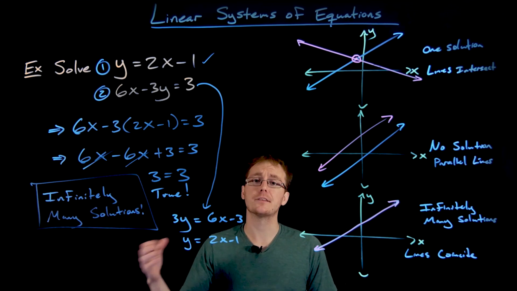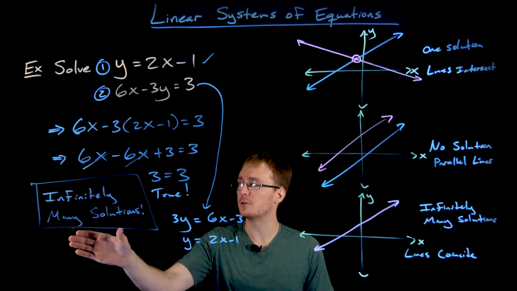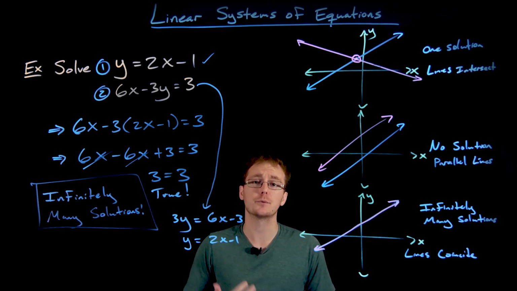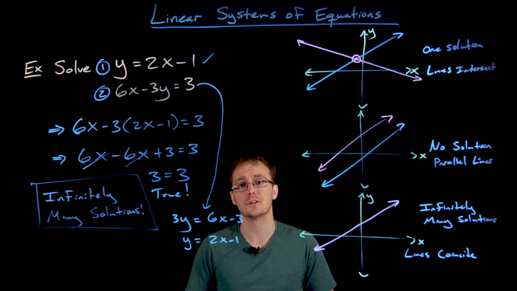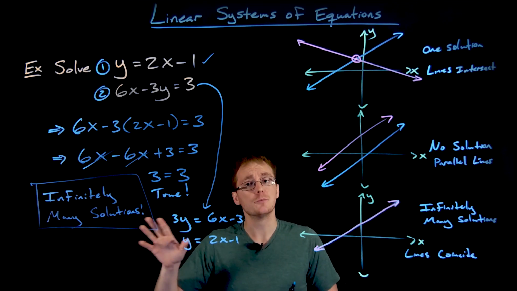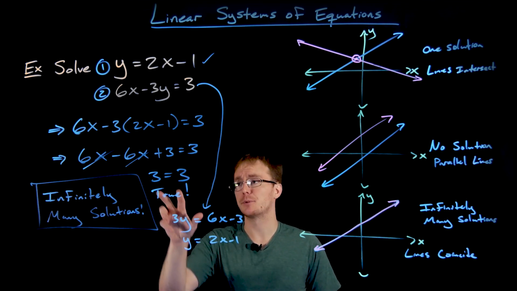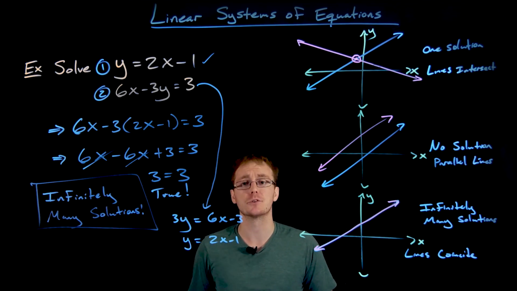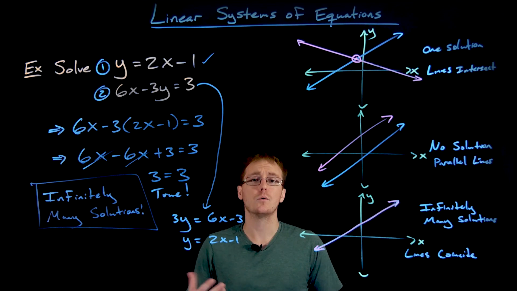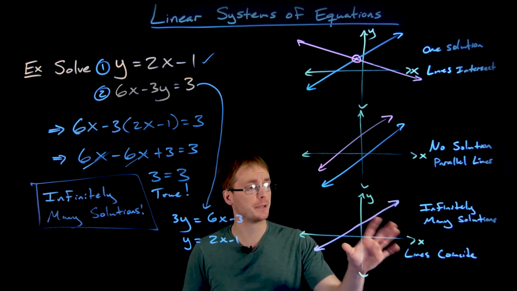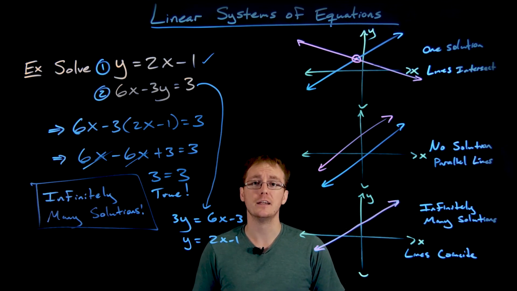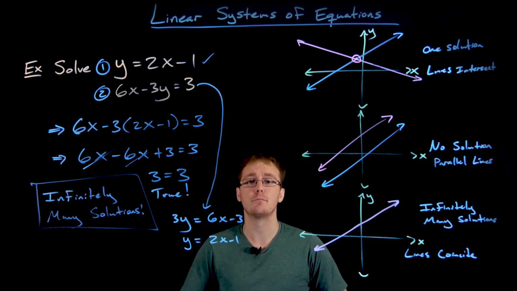And so our indicator that lets us know that we have infinitely many solutions is a statement that is always true, like 3 is equal to 3 or 0 is equal to 0. So if you're solving a 2x2 system of linear equations and you encounter a statement that is always true absent of any variables, like 3 equals 3, then that's how we know we have infinitely many solutions. And the picture behind the scenes is that our lines are landing right on top of each other, giving us those infinitely many points of intersection.